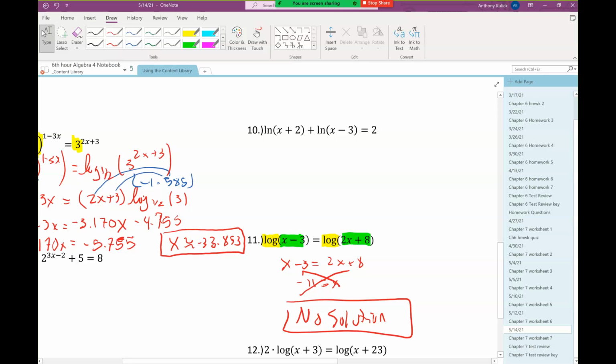Log base e, okay. Cool. So this one, I have stuff inside logs and stuff not inside logs. So the first thing I'm going to do is get a single logarithm. I'm going to do that by condensing these two logarithms using the product property. Becomes natural log of x plus 2 times x minus 3 equal to 2. Now I'm going to cancel the logarithm. So to cancel a logarithm, I need to use the exponent base. The exponent base I need to use in this case is e, because it needs to match the base on my logarithm.